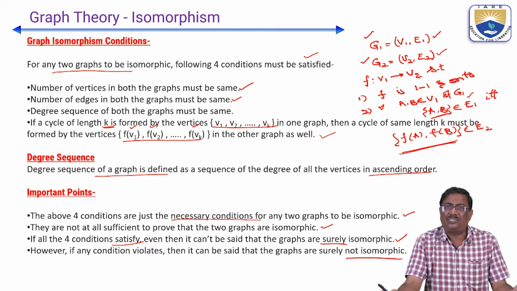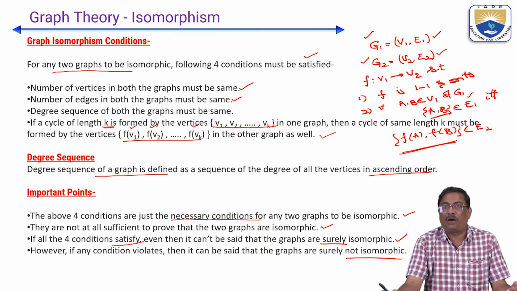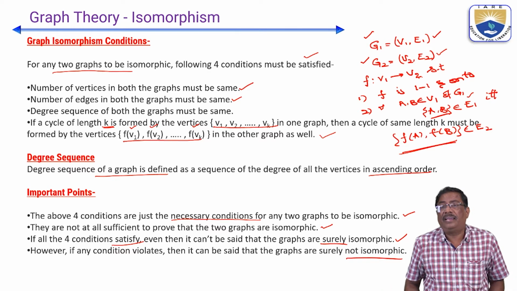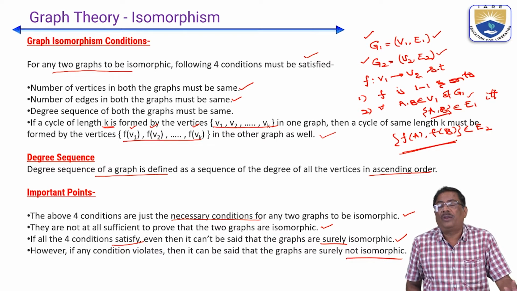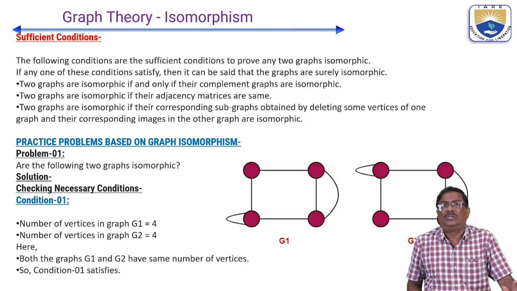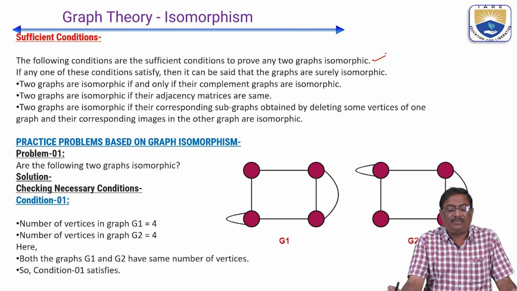Suppose all the conditions are satisfied in some cases. The graphs need not be isomorphic, and then they have to satisfy a sufficient condition. Only then can we say that the graphs are isomorphic. Then what are the sufficient conditions? So here are the sufficient conditions that prove a graph is isomorphic.